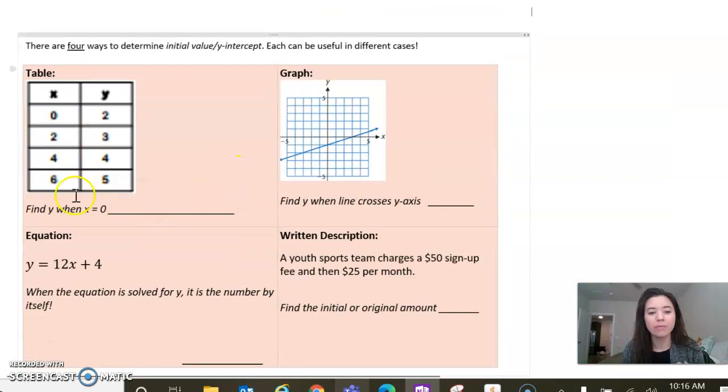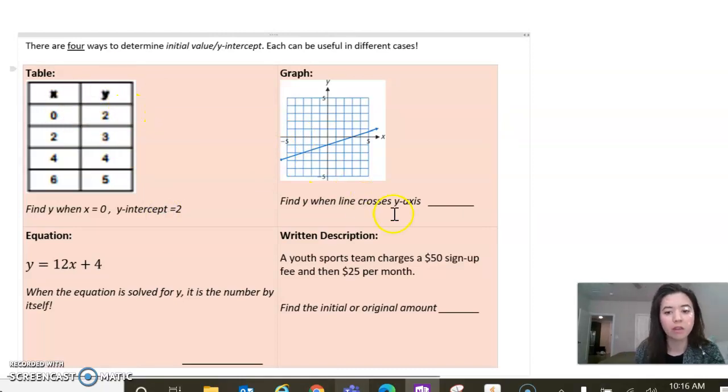So from a table, we can find the y-intercept from when x is 0. So if I were to say, what is the y-intercept of this table? My answer would be 2. So we can say the y-intercept equals 2, right here, when x is 0.